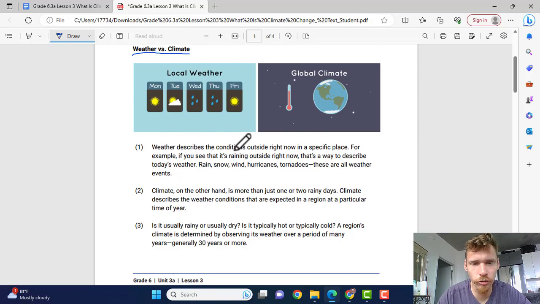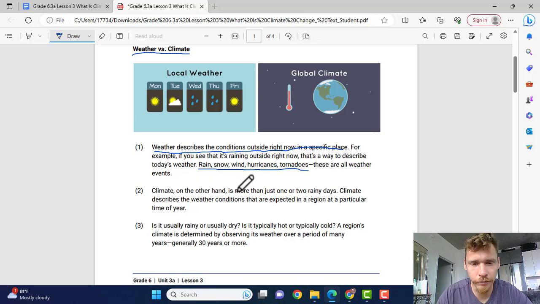Weather describes the conditions outside right now in a specific place. For example, if you see that it's raining outside right now, that's a way to describe today's weather. Rain, snow, winds, hurricanes, tornadoes, these are all weather events. So I'm going to look at the first sentence, which is also called the topic sentence. Weather describes the conditions outside right now in a specific place. So that's telling me what weather is. And then it's talking about rain, snow, wind, hurricanes, and tornadoes. I think these are good examples of weather, so I'm going to underline that too.